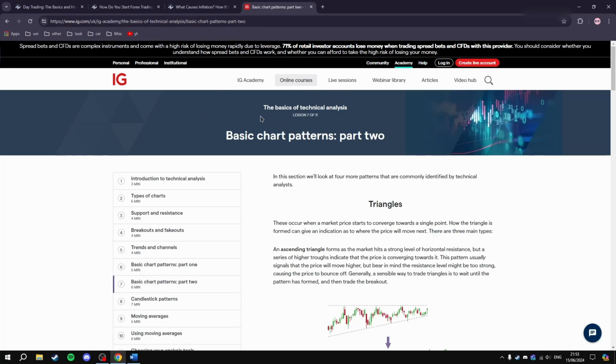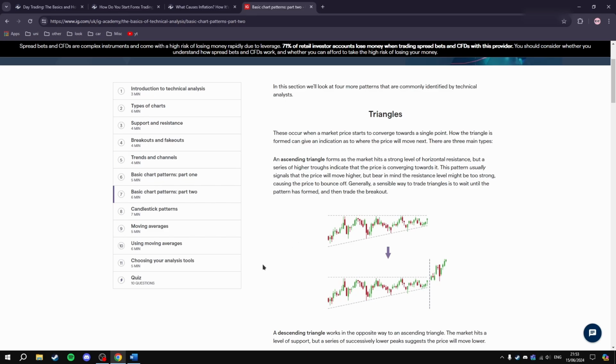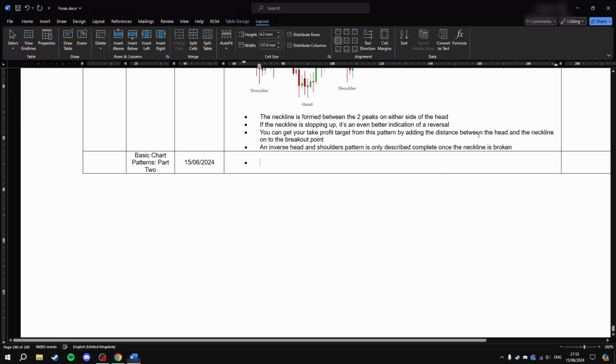In this section we'll look at 4 more patterns that are commonly identified by technical analysts. So triangles. These occur when a market price starts to converge towards a single point. How the triangle is formed can give an indication as to where the price will move next. There are 3 main types.